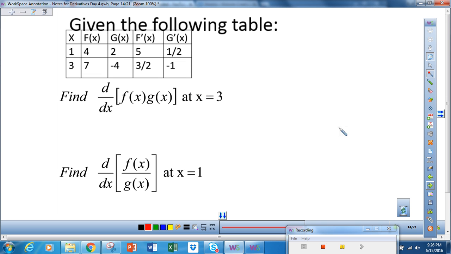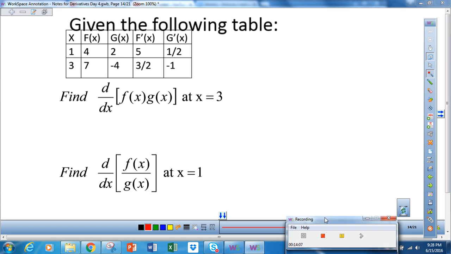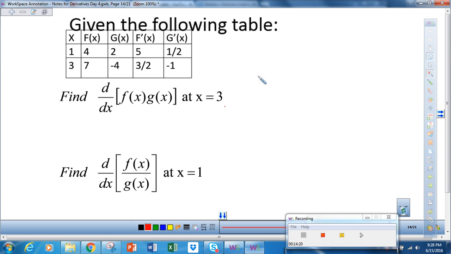Now, this is very important. The AP exam loves to give you tables to work with, okay? And again, your temptation is just going to say, okay, find the derivative of f of x, find the derivative of g of x, and multiply them together. But that would be wrong. So we have to remember that we're finding the derivative at 3, so this is going to be f of 3 times g prime of 3 plus g of 3 times f prime of 3, because we still have to use the product rule on this, okay?